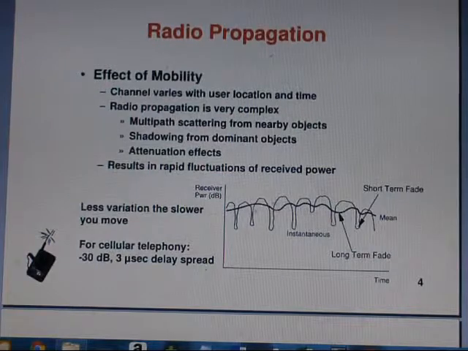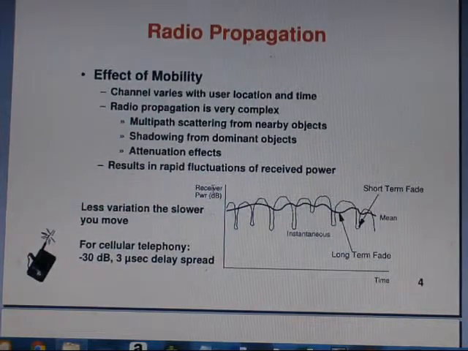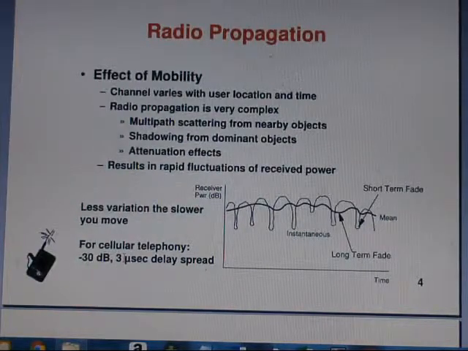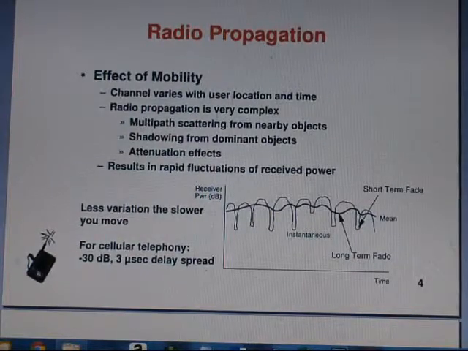So this is what you can draw here. This shows the change of the receiver power. The receiver power varies, and there is the long term fade and the short term fade. We can draw this. There is less variation and a smaller deviation. For a cellular telephone, if we utilize minus 30 dB, a 3 microsecond delay can happen. So this is the radio propagation and the effect of mobility.